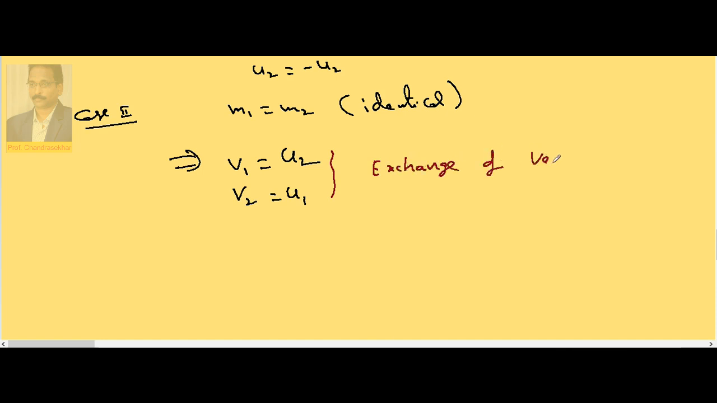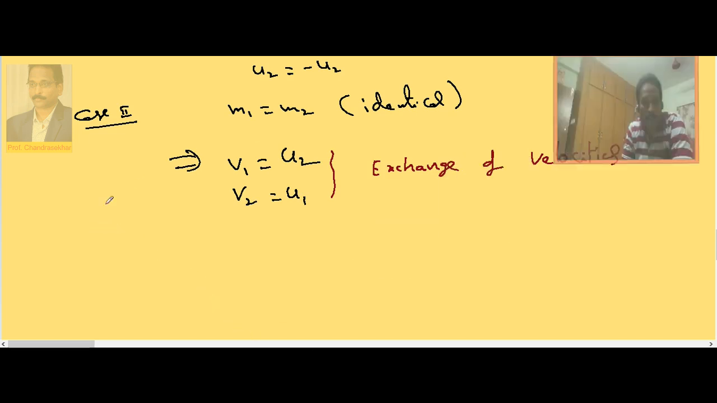Exchange of velocities. So when elastic collision takes place between two identical bodies, after collision they exchange their velocities. The first body will gain the velocity of the second one, whereas the second body will gain the velocity of the first one. Now suppose I take case 3.